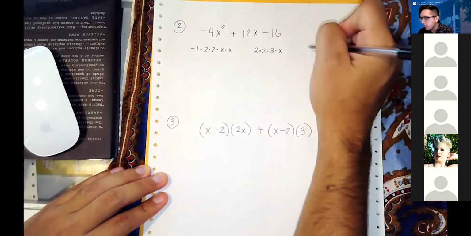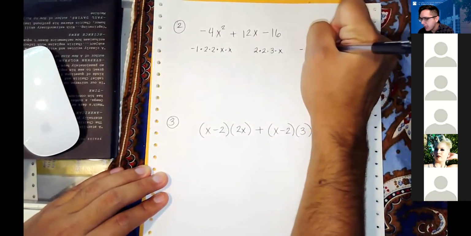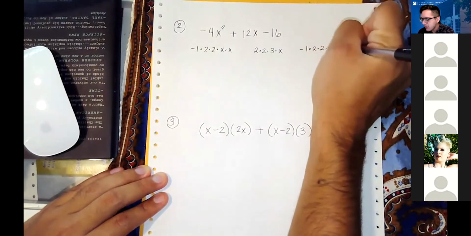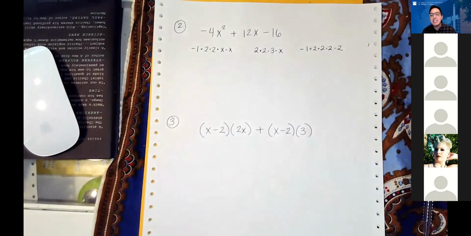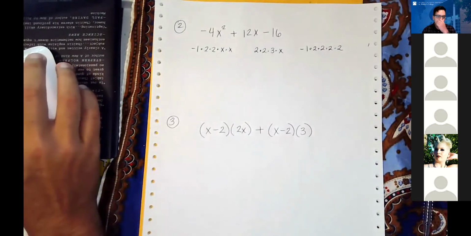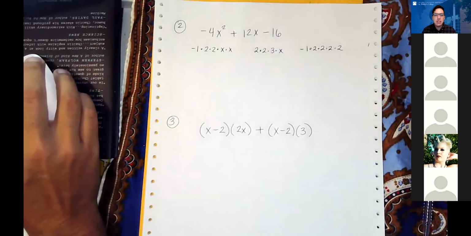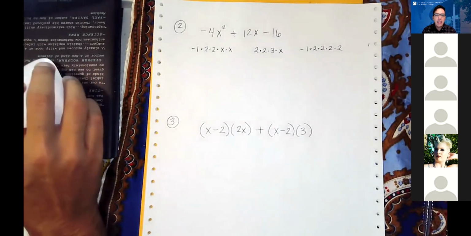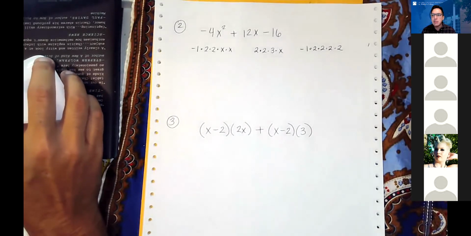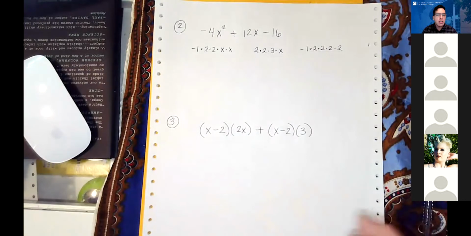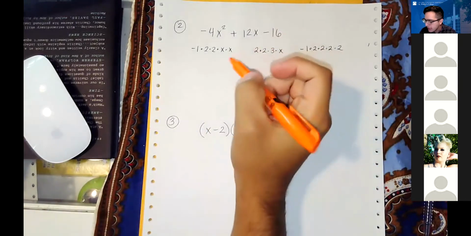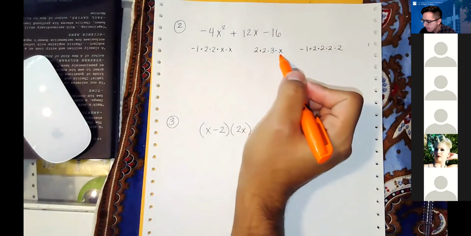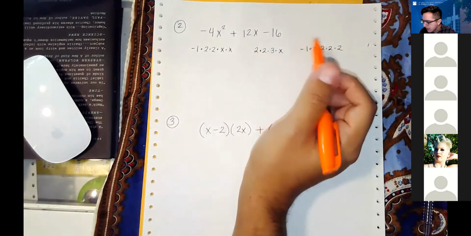And then 16 is 4 times 4. But really, this is -1 times 2 times 2 times 2 times 2. I'm breaking them down completely into their prime factors. That is, 4 can be broken down into 2 times 2. We want to break down everything into its prime factors, and then compare what prime factors we have left over. If we examine these terms, what do we have in common here?